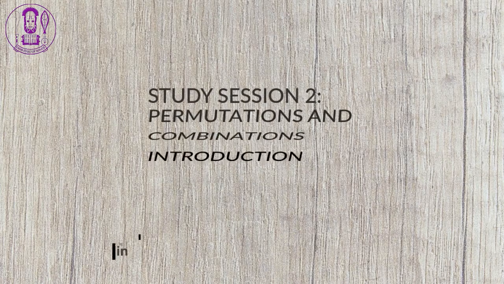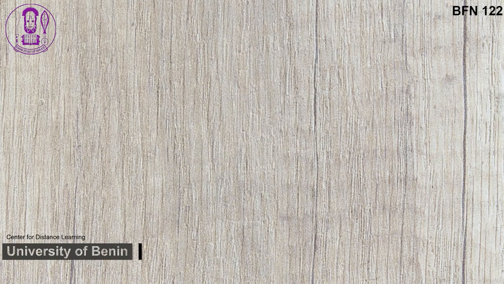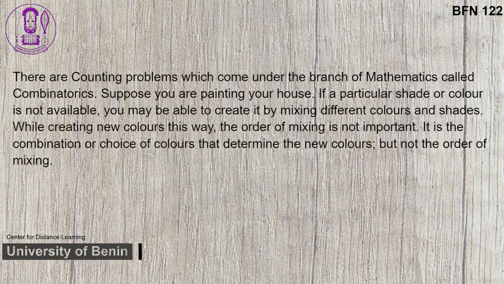Study Session 2, Permutations and Combinations. Introduction. There are counting problems that come under the branch of mathematics called combinatorics. Suppose you are painting your house. If a particular shade or color is not available, you may be able to create it by mixing different colors and shades. While creating new colors this way, the order of mixing is not important. It is the combination of choice of colors that determines the new colors, but not the order of mixing.